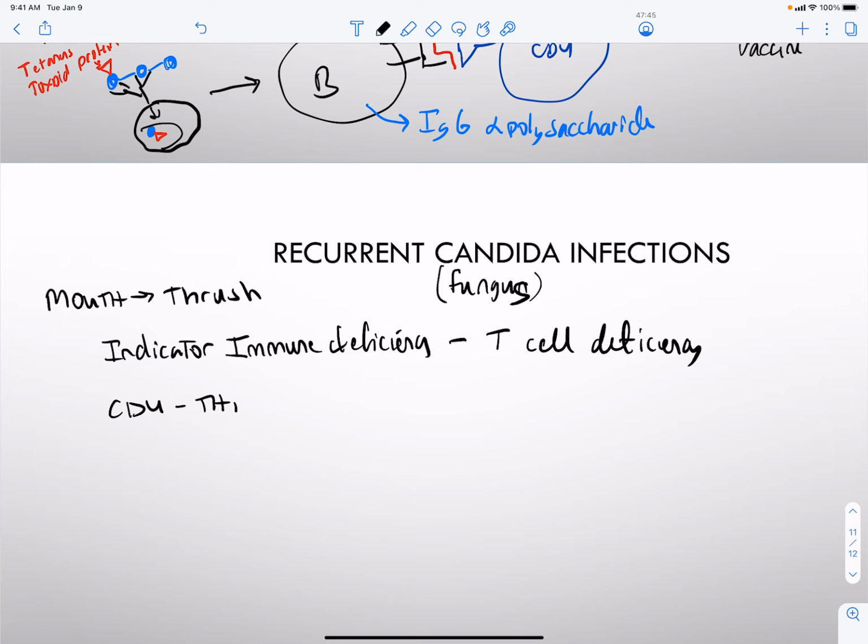Because even if you need antibodies for this, you need your CD4 help to get those antibodies to help you against this fungal element. The fungal elements are typically extracellular, so it's not your CD8 compartment that's usually involved. So it's going to be usually your CD4.